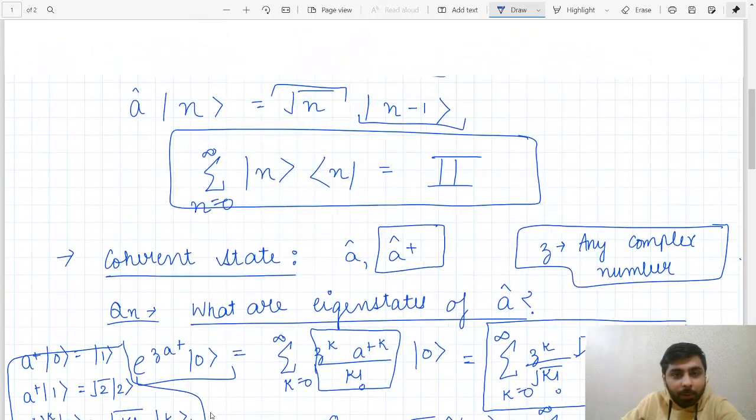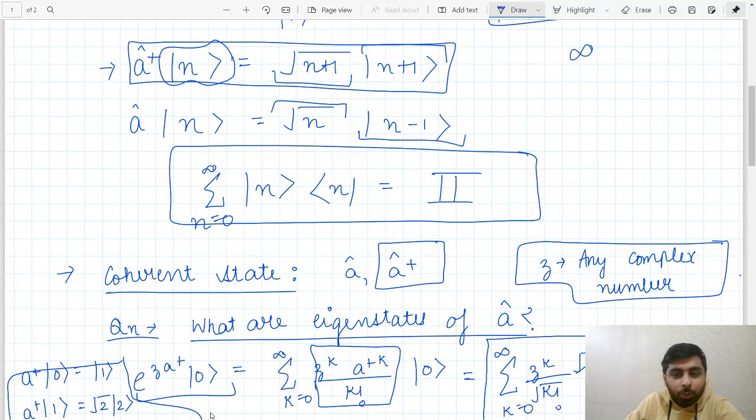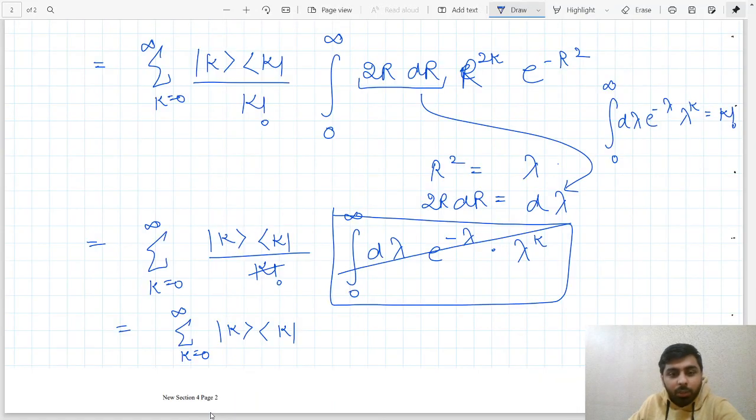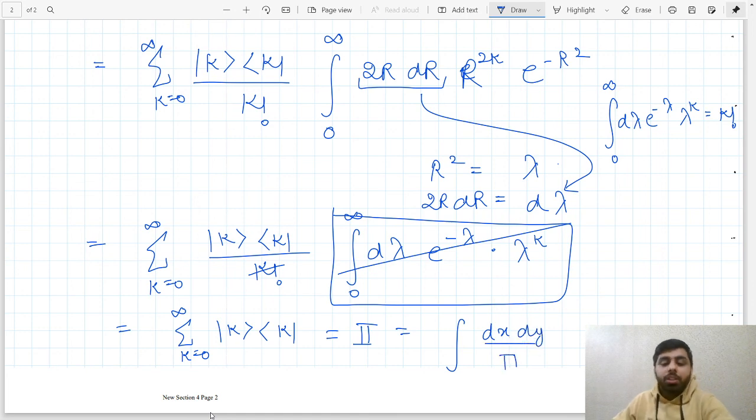After all this heavy mathematics, we have come to this equation, and this is nothing but just equal to the identity. So what we have just proven is a very beautiful result indeed, that we can write down the closure relation for the basis in terms of the coherent state basis. It's going to look something like this.